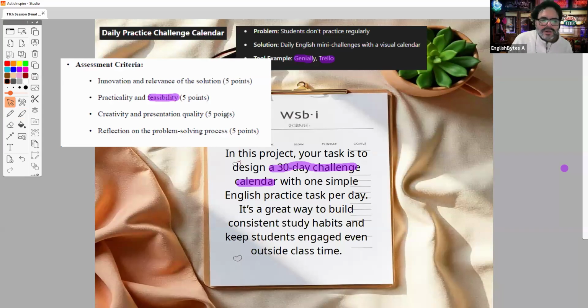Creativity and presentation quality. No es lo mismo que pongas 3 palabritas en cada hoja a que se vea creativo, que tenga interacción como tal. Esa presentación va a ser en Canva.